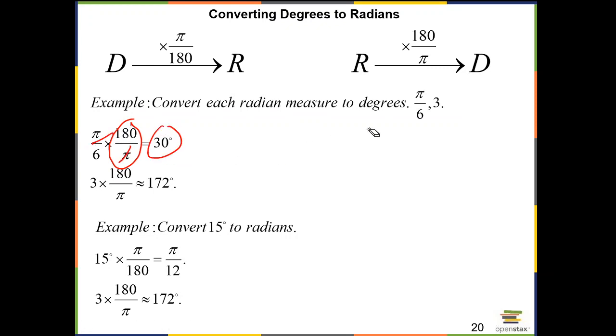And what is 3 radians? 3 radians is about 172 degrees. Why? Because you can multiply by 180 over pi. You can do that with a calculator. Okay? Convert 15 degrees to radians. Well, 15, and then to radians, you have to multiply by pi over 180. You can write it in exact form, or if you have a calculator, you can write it in decimal form. All right?